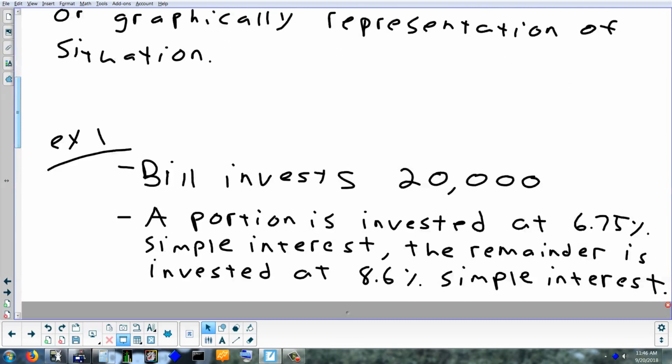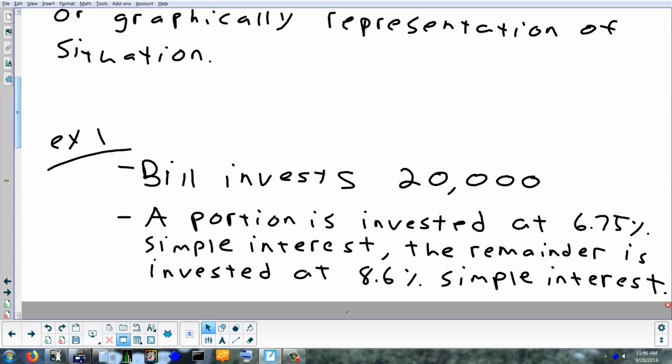Okay, so this is an important problem for the testing. Definitely a good one to know how to do or put on a reference sheet if you're going to make one. So it says that Bill is investing $20,000, and there are 2 different investments he's going to put his money in. One of the investments pays 6.75%. The other investment pays 8.6%. So you might say, why doesn't he just put all his money in the investment that pays more? Well, maybe there's a risk with that one. Maybe he could lose money or something like that. I don't know.